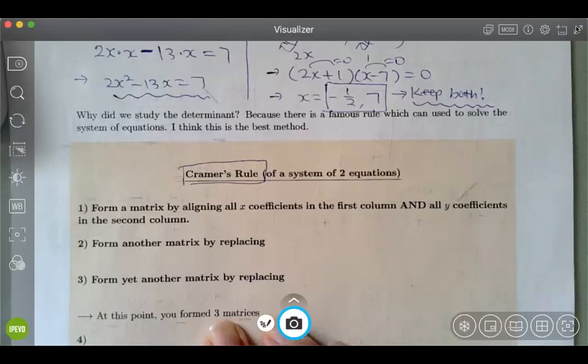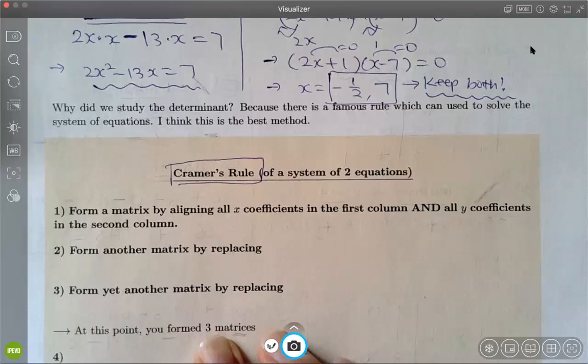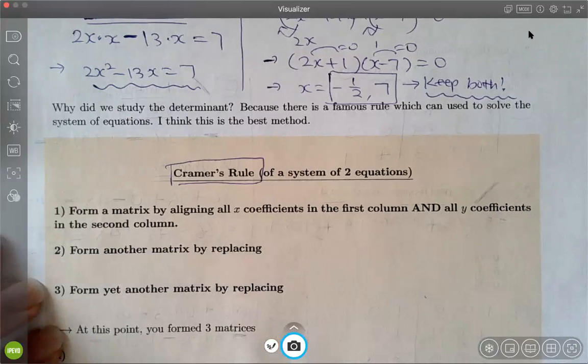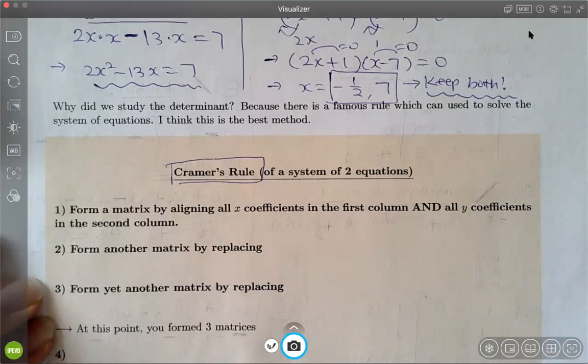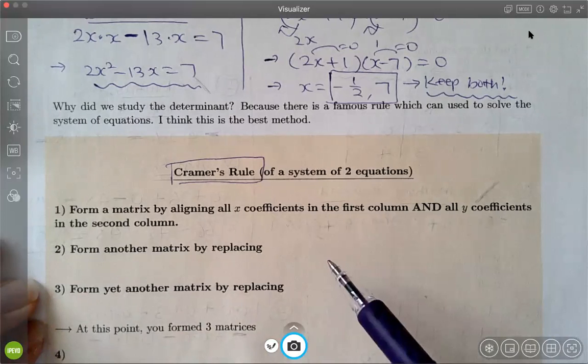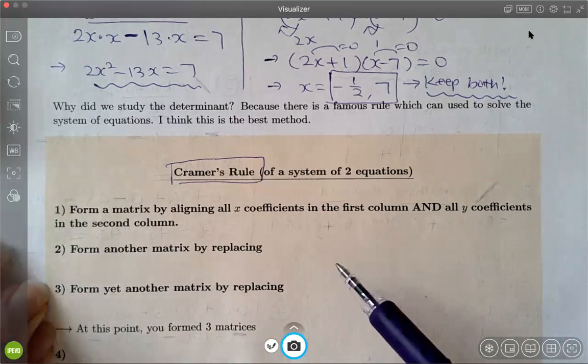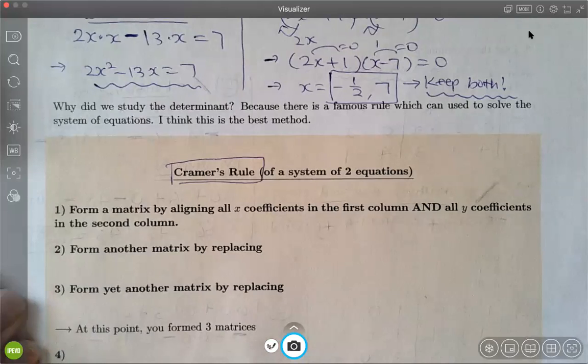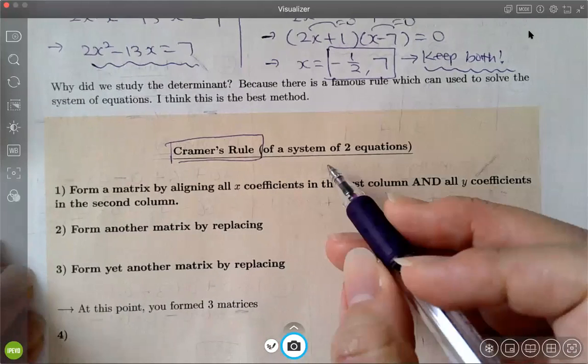Now, remember we have had 3 methods of solving systems of equations. They were the graphical method, which is not that significant, then the substitution method, which is useful and part of today's exam, and then the elimination method, which is also important and part of today's exam as well. And then this Cramer's rule. For me personally, I love Cramer's rule and also the elimination method. Cramer's rule for systems of 2 equations goes like this.